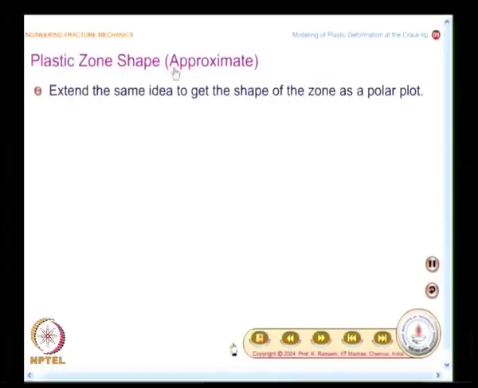And even to start with, the title is given as approximate. So, whatever methodology that we have adopted to get the length of the plastic zone along the crack axis, extend it to get the shape of the zone, and when you want to get the shape of the zone, make it as a polar plot.